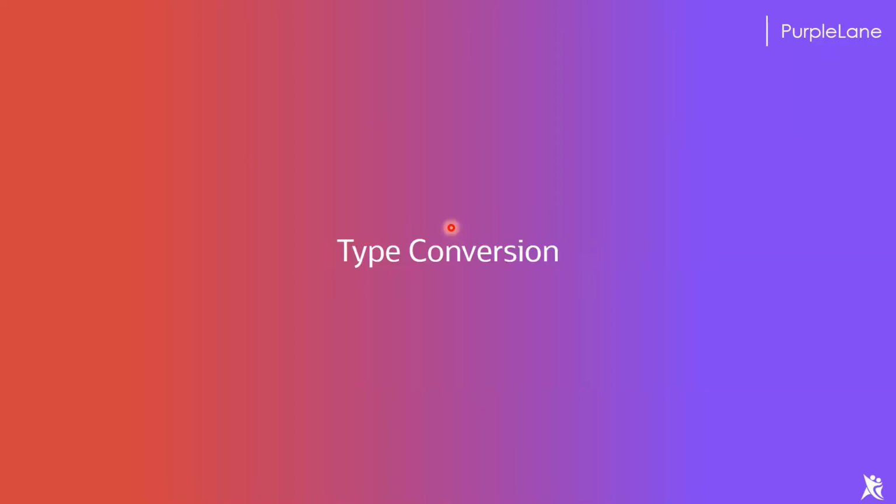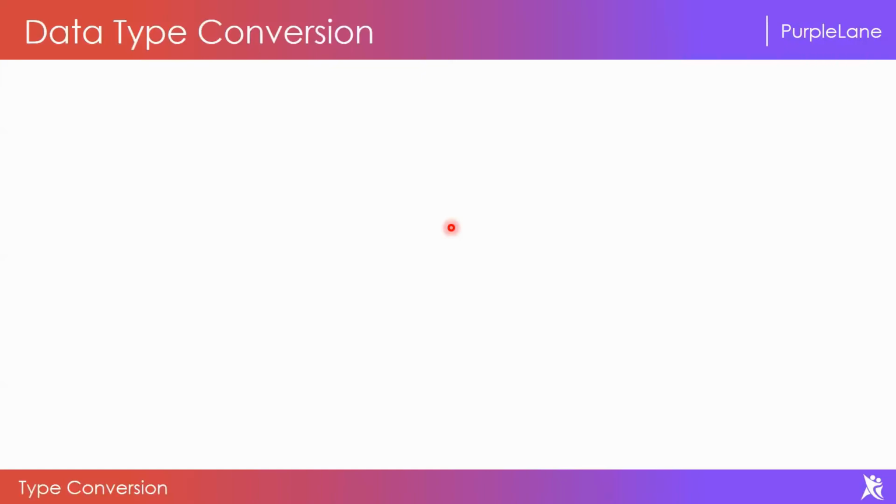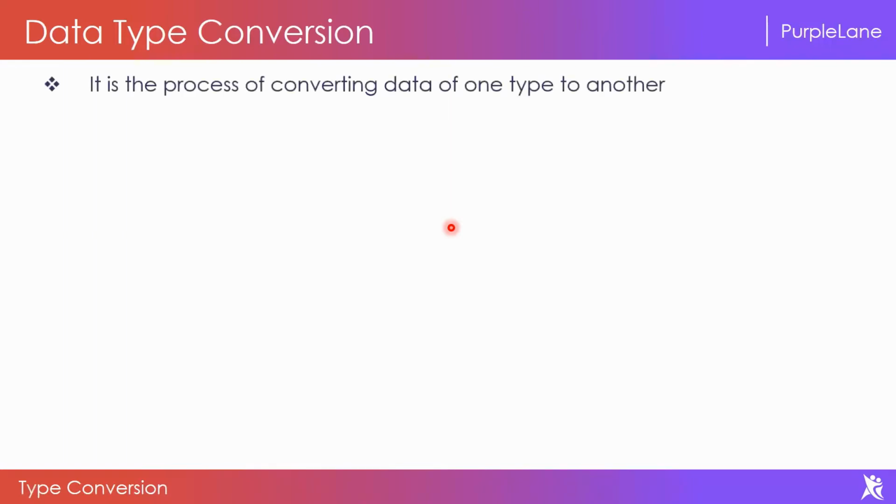Hello everyone. In this session, we are going to discuss type conversion. We know that we have different types of data, right? We have number data, strings, and Boolean. Data type conversion is the process of converting data of one type to another. For example, let's say you have data in number format, and if you want to convert that number format to a string, we call that a data type conversion.